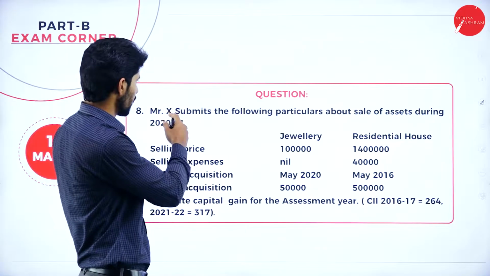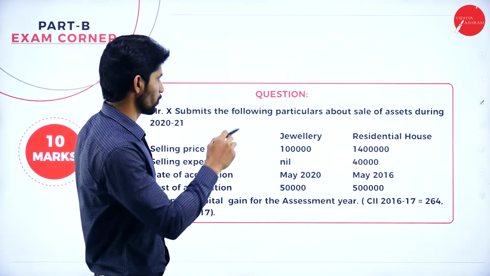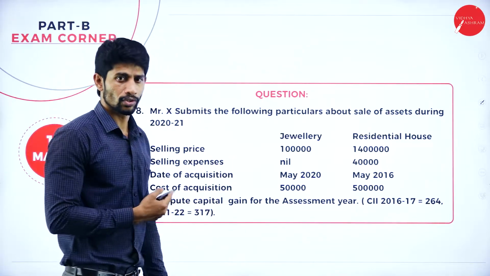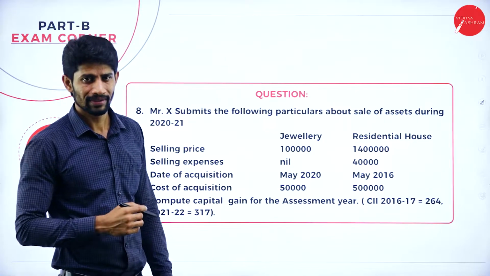Next one, Mr. X submits the following particulars about the sale of assets during the year. So here this information is relating to capital gain.